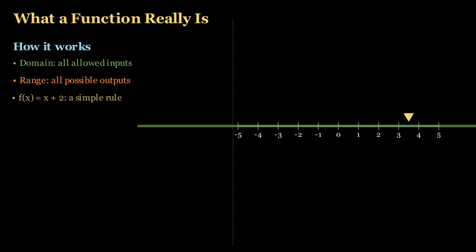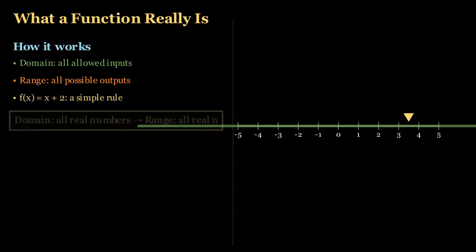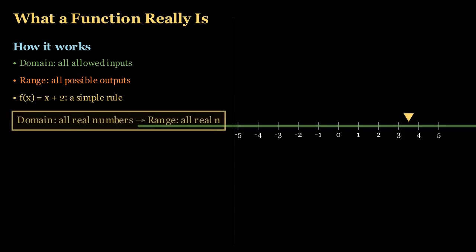The set of all numbers that can possibly come out is called the range. For f of x equals x plus 2, if you put in all real numbers, you'll get all real numbers back out. The function is a one-way journey from the domain to the range.